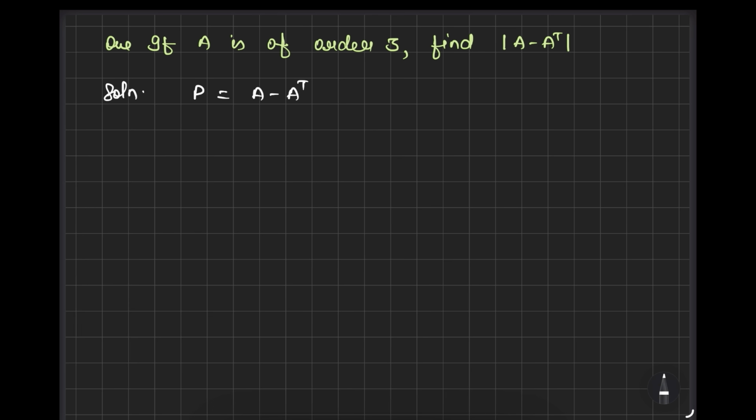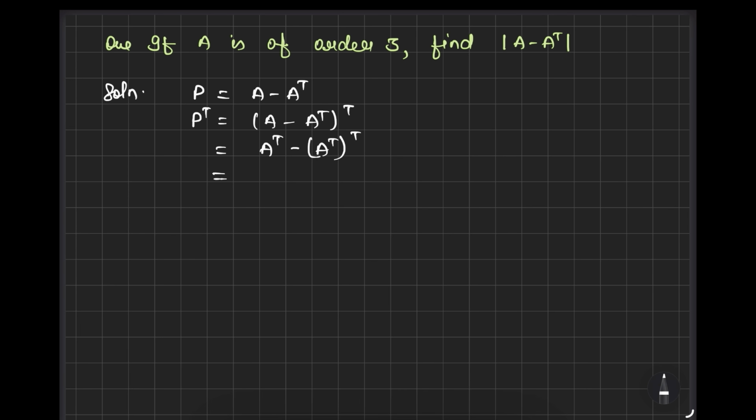Why am I getting this idea? Because they have used A transpose. That's why I'm doing transpose. Okay, so I will do transpose both sides. So P transpose equals (A minus A transpose) whole transpose. Okay, and in addition or subtraction it doesn't affect. Okay, directly you can transfer the transpose power. So A transpose minus (A transpose) transpose.